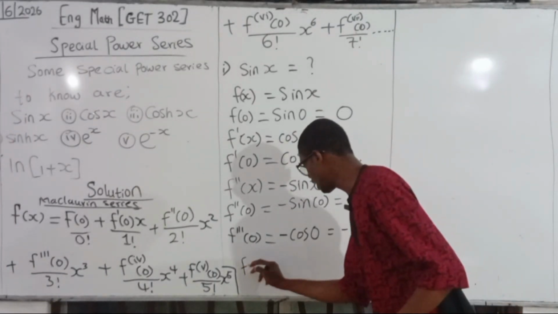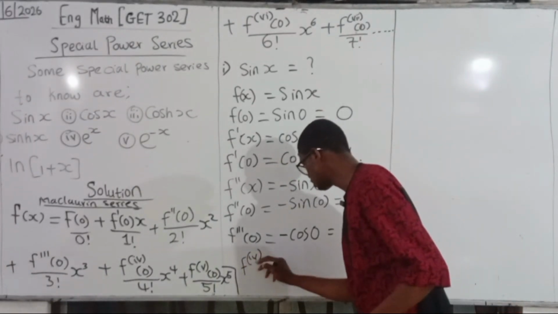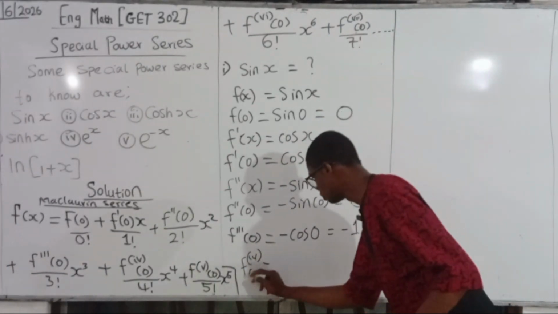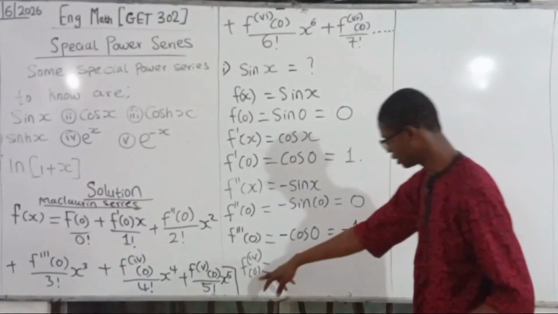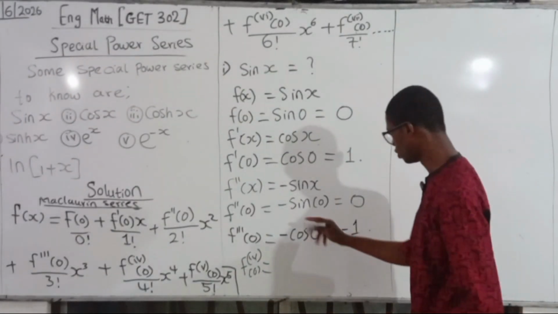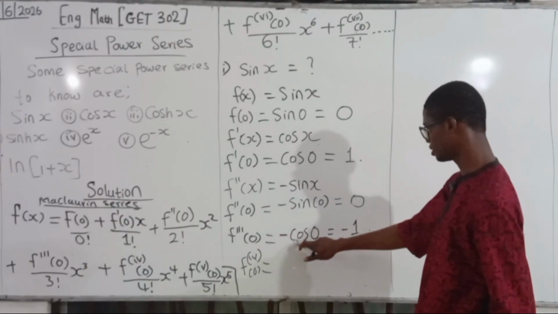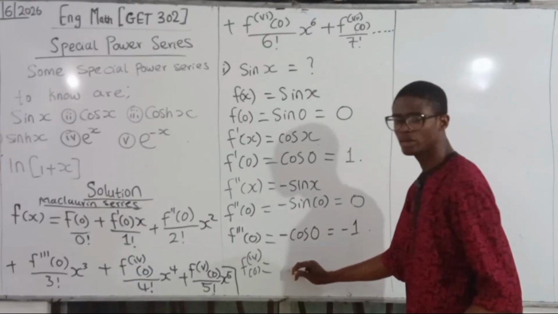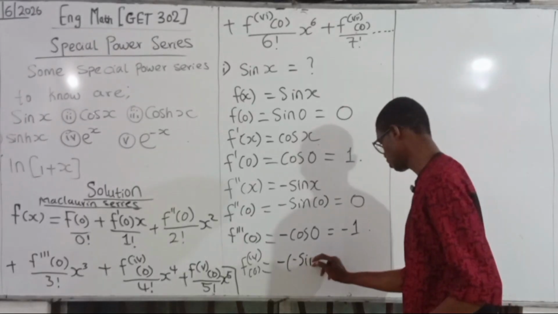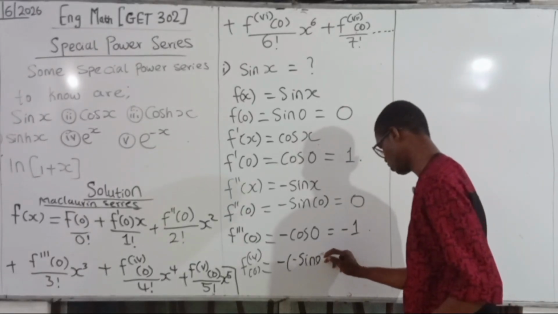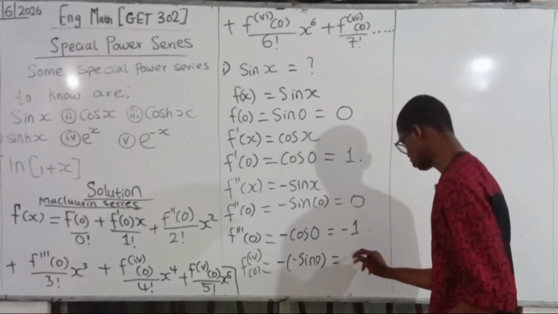Then if you go for the fourth derivative at 0, because we are substituting 0 for x, it will give you what? You know we are here, right? Which will give you minus, sine x, which in our case is 0, which will now give you what?